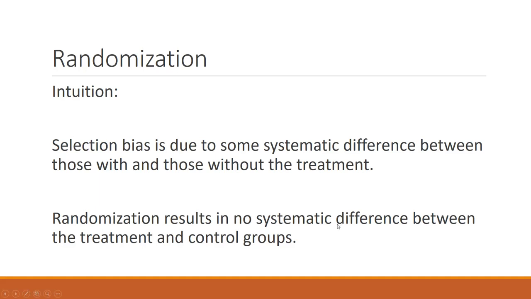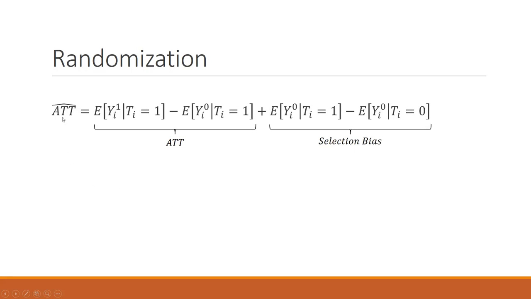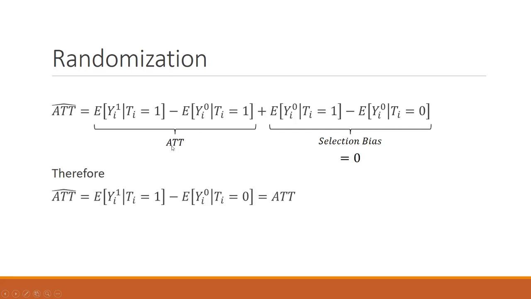Okay. All right, so if we remember from our potential outcomes framework, we estimate the average treatment effect using this equation. This is our average treatment effect on the treated, our ATT. This is our selection bias. If the selection bias equals 0, then our estimated average treatment effect on the treated will equal the true average treatment effect on the treated.